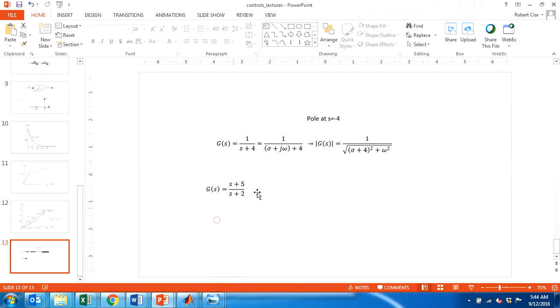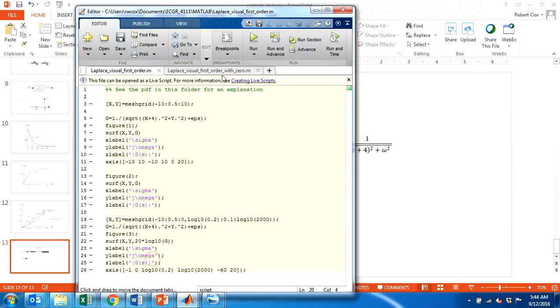Now, what about if I had something like this? Well, here I've got a zero at negative 5 and a pole at negative 2. All right, so let's look at that guy.